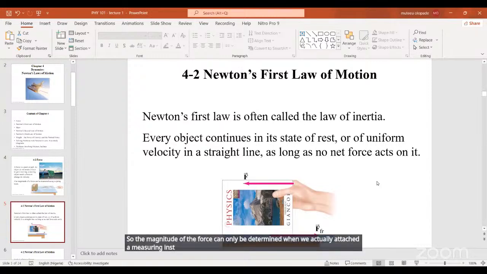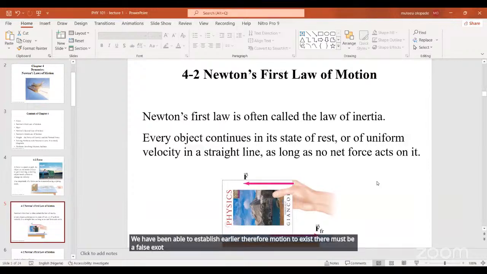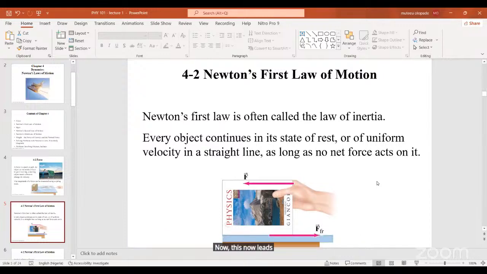like the spring balance. Now, we then move on to Newton's first law. We have been able to establish earlier that for motion to exist, there must be a force exerted. It could be a push or it could be a pull. Now, this leads us to the first law of motion, which is also referred to as the law of inertia.